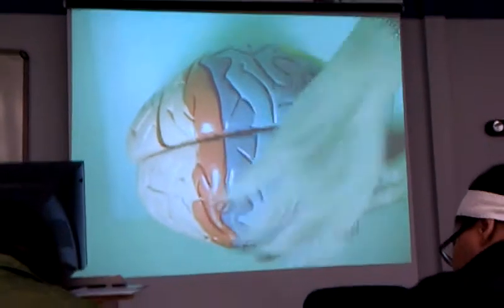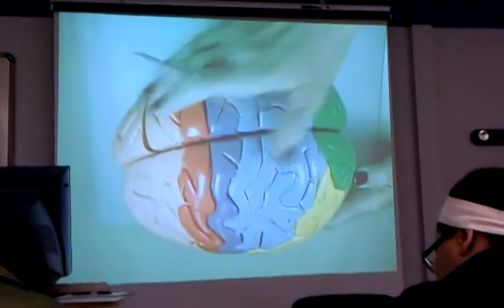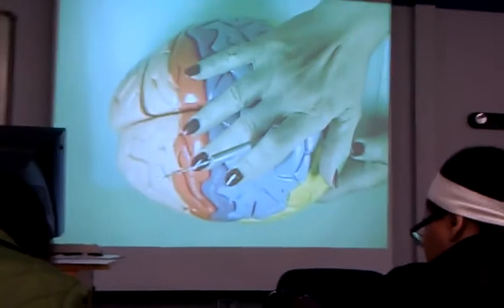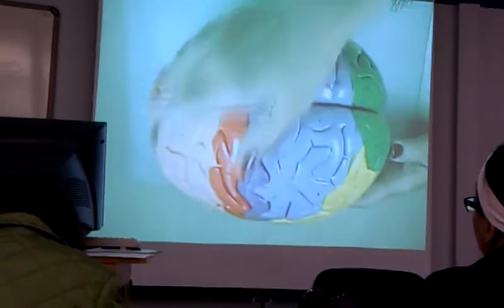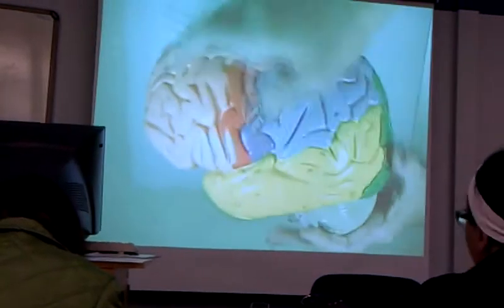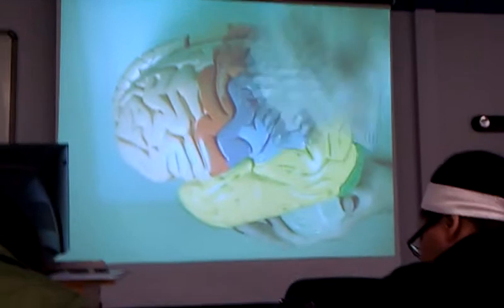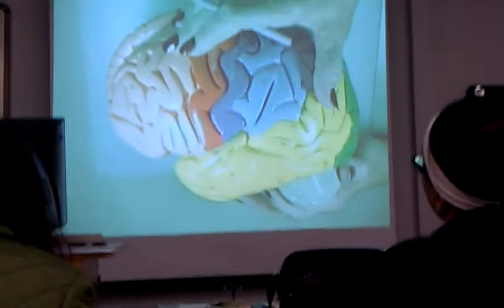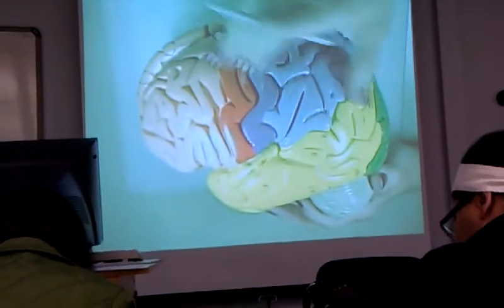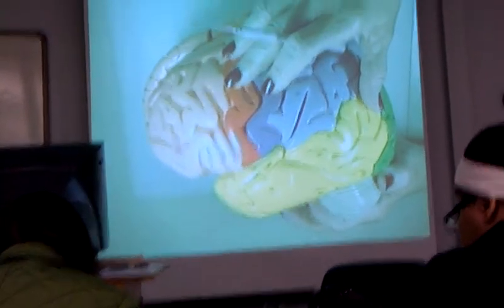Okay, if I ask you what the top 2 millimeters of this is, you're going to tell me cerebral cortex. If I ask you what the entire structure is, then you tell me cerebrum. Okay, that's how you tell the difference. Top 2 millimeters is cerebral cortex. The entire structure is the cerebrum.